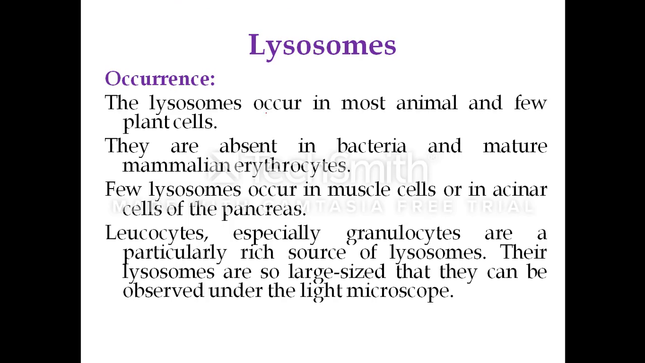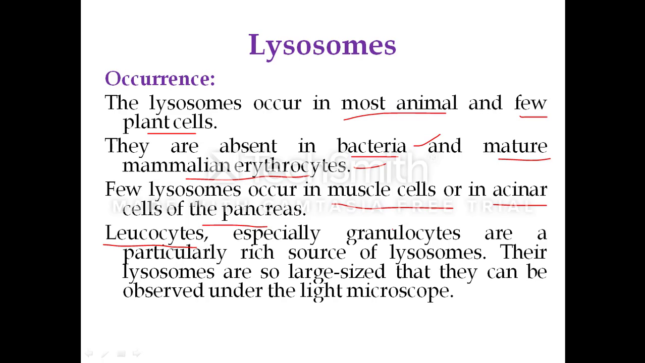Coming to the occurrence, lysosomes occur in most animal cells, and they are present in very few plant cells also. They are absent in bacteria and mature mammalian erythrocytes, or RBCs. A few lysosomes occur in muscle cells and in acinar cells of the pancreas.